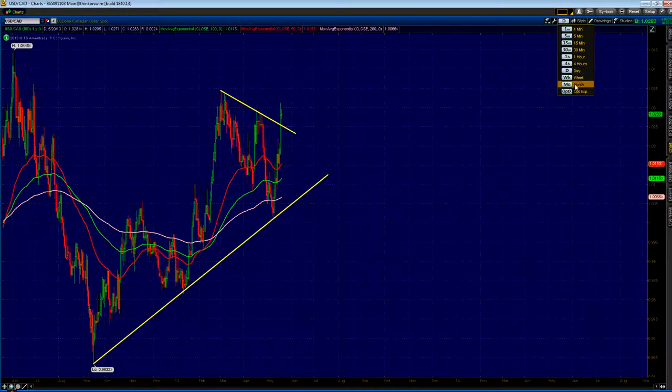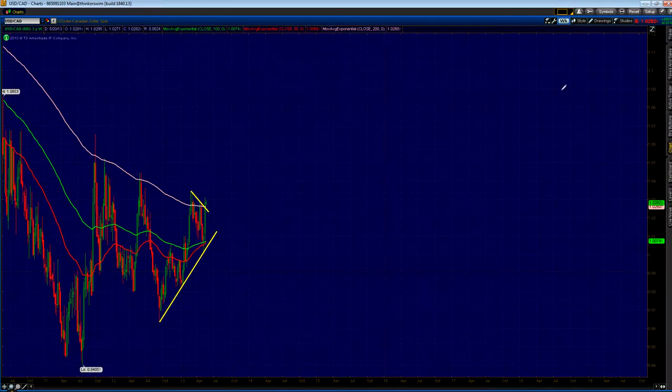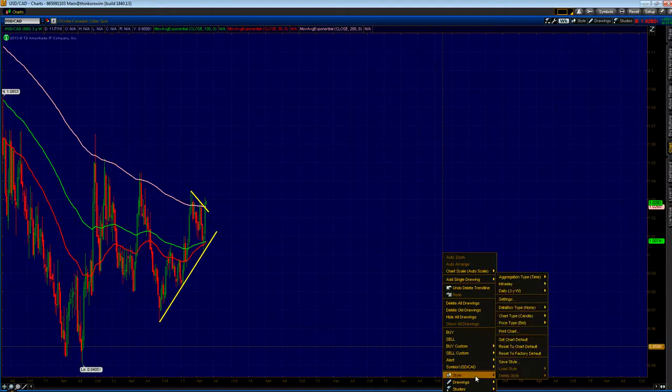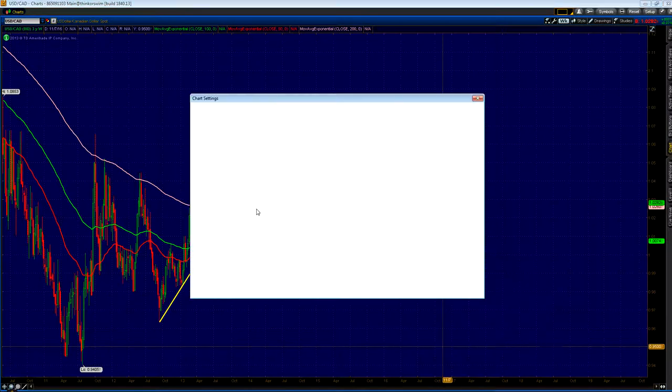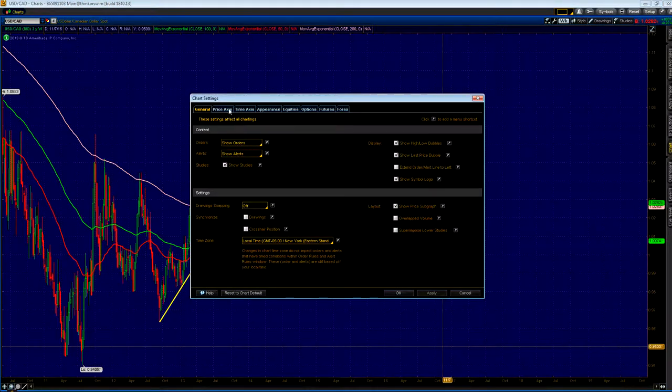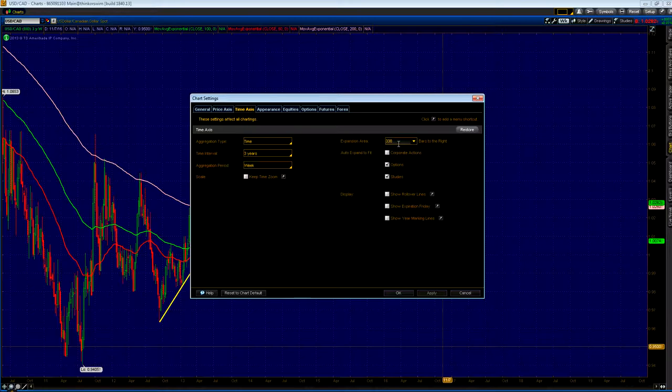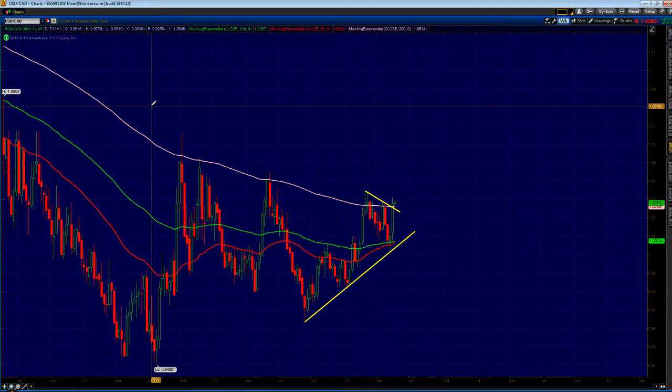If we take a look at an even larger context, move up to the weekly chart. Let me fix my chart real quick. Okay, 108.53 are the highs from a long time ago, 2010.